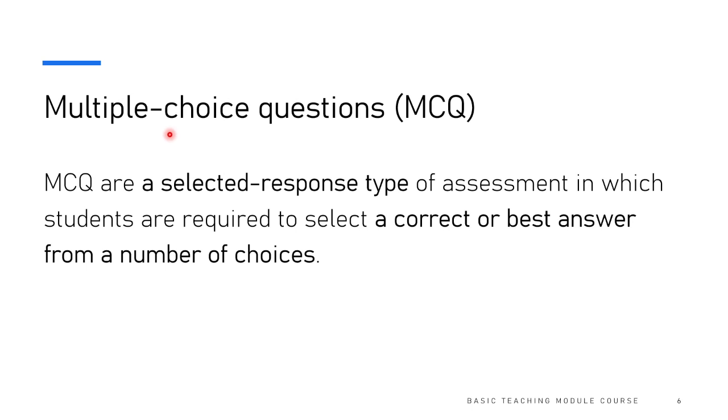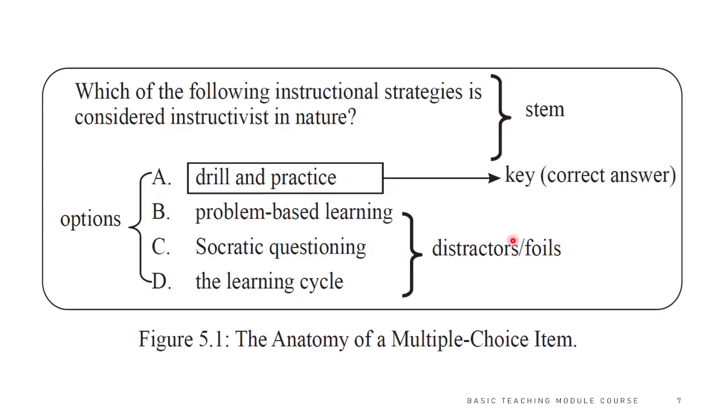Now, MCQ or multiple choice question, are a selected response type of assessment in which students are required to select a correct or best answer from a number of choices. This is an example of the anatomy of an MCQ question. The question or statement part here is what we call the stem, and the choices we call the options. The correct answer we call the key, and the incorrect answers we call distractors or foils.